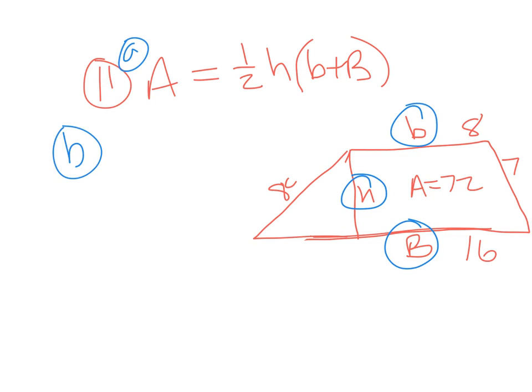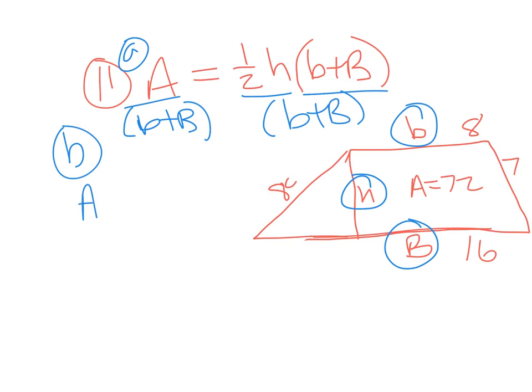For B, what do they want us to do? They want us to solve for H. So we're just rearranging this formula for H, because that's the only variable we don't know. So how do I get H by itself? Well, right now we have this times this, right? So let's just divide out the b plus B. So divide it from both sides. So I have A over little b plus big B equals 1/2 H. Good so far? Yeah.